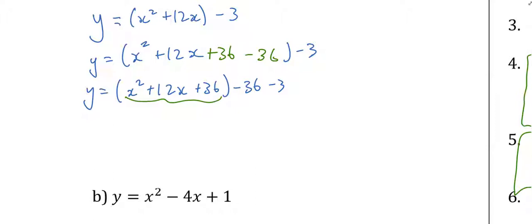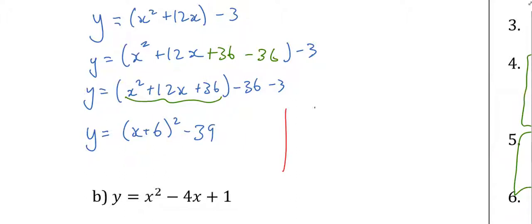Right? We designed it to make sure that it would work like this. And there's that 6, half of the 12x term. And then negative 36 minus 3 is negative 39. And now if I wanted to graph this, I've got my a, it's 1. I've got my h, it's negative 6. And I've got my k, it's negative 39. That'd be hard to graph because negative 39 would be kind of tricky, right?